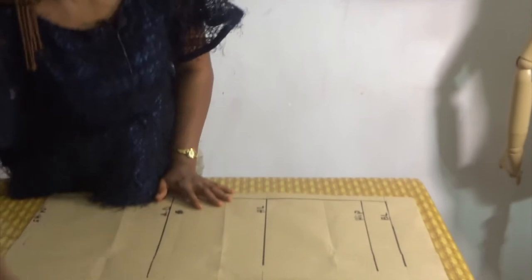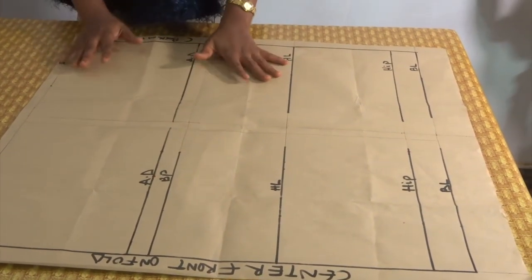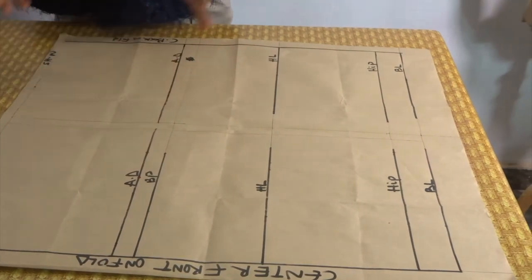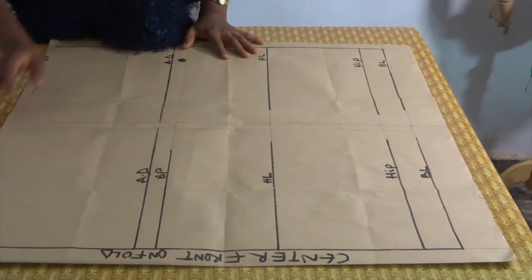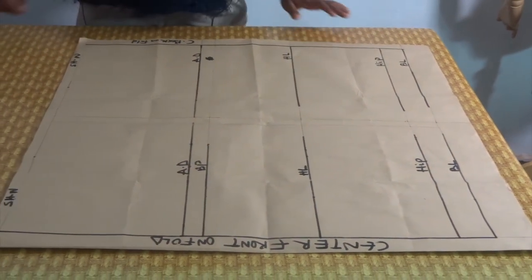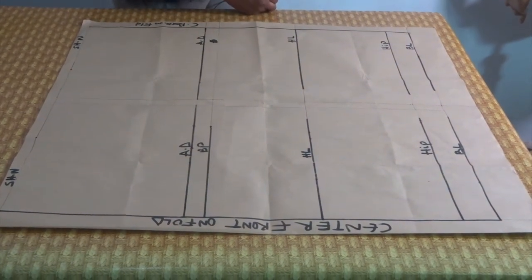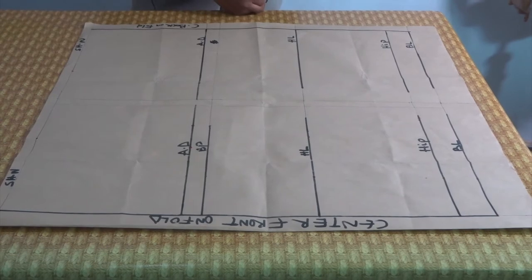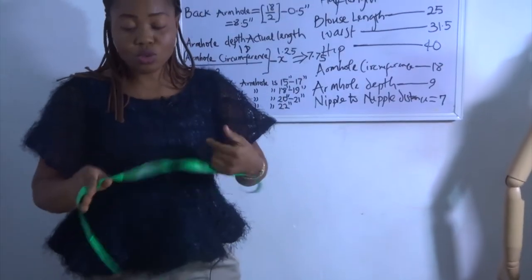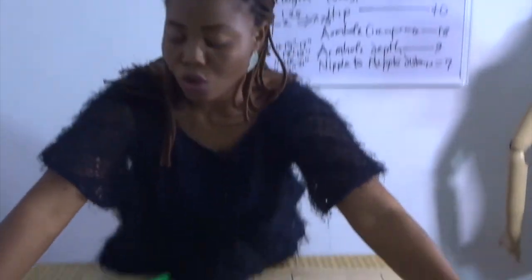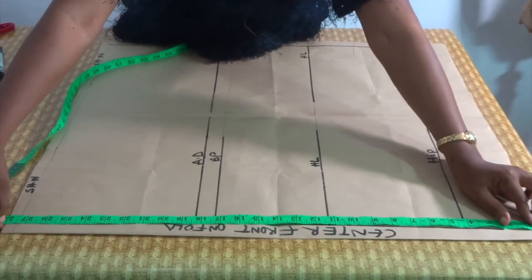Now, let's get down to business. This is my paper. By the time we are through with its construction, you should be able to transfer this onto your cloth and cut it. So this is unfolded. Take your paper and measure out the length of your desired blouse length. My blouse length is 25. This is what I desire. It could be shorter than that, but this is what I want. So make sure the length of your paper is more than that 25. I have 28 inches here.